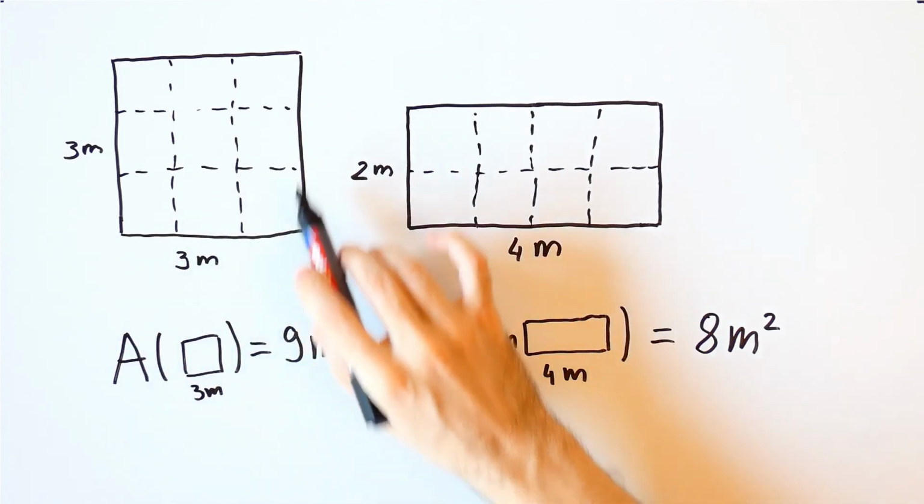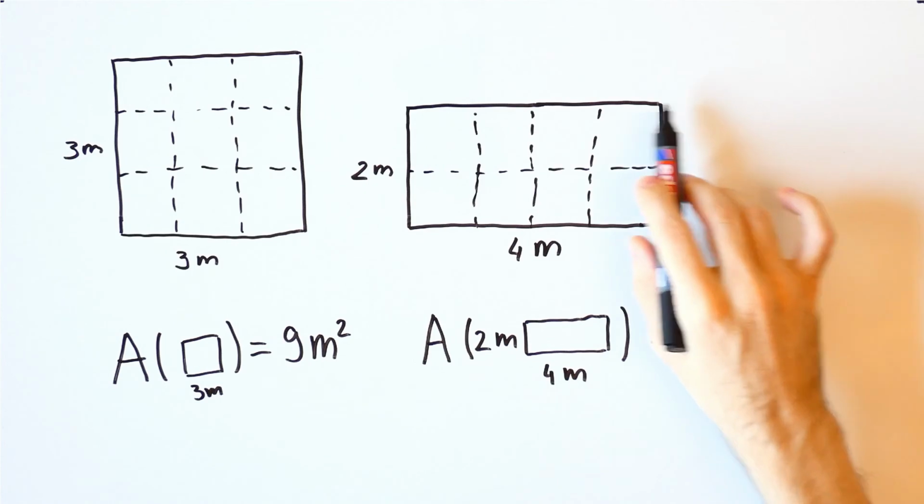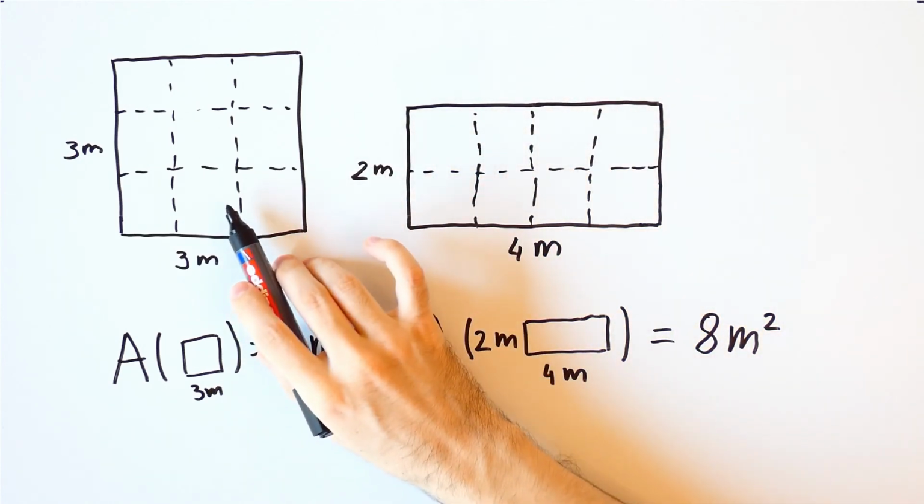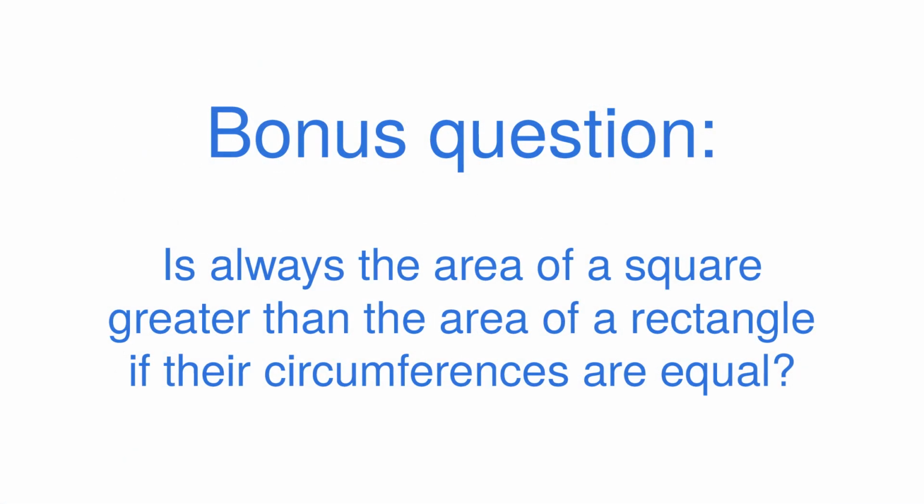Also, note that the circumferences of the square and the rectangle are equal, while the area of the square is larger. With that in mind, I leave you with this question. Is the area of a square always greater than the area of a rectangle if their circumferences are equal?